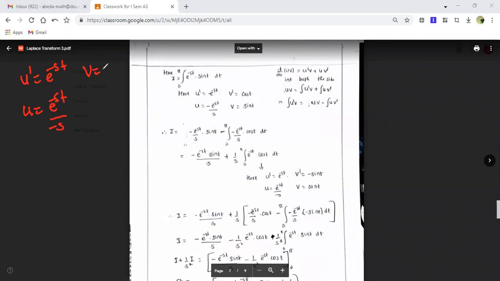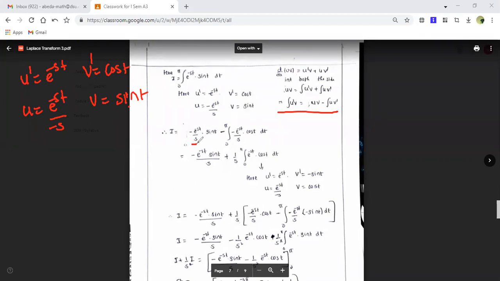Similarly, v dash is not known to us, but I know v is sin t. So differentiation of sin t is cos t. This is how I know u dash, v dash, u and v. So apply in the given formula. If I apply that in the given formula, you can just check here.